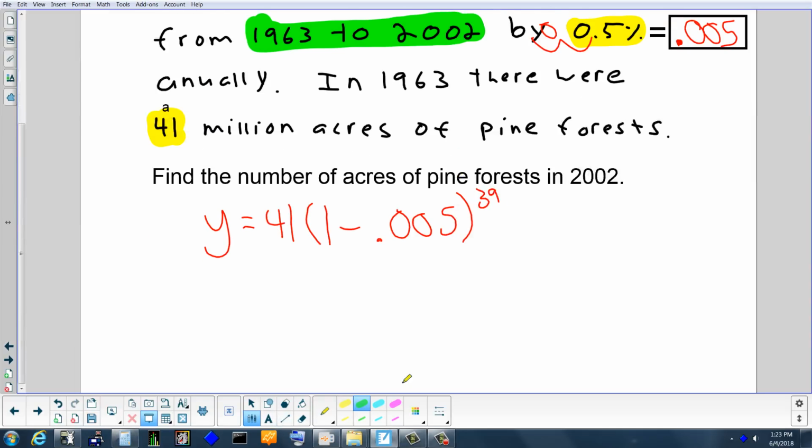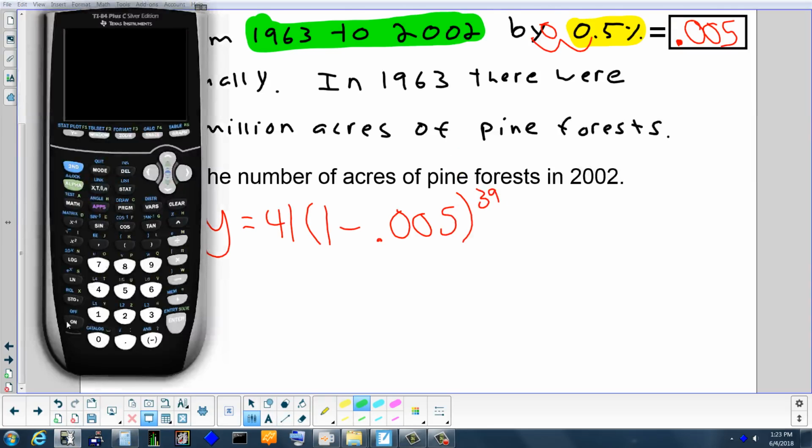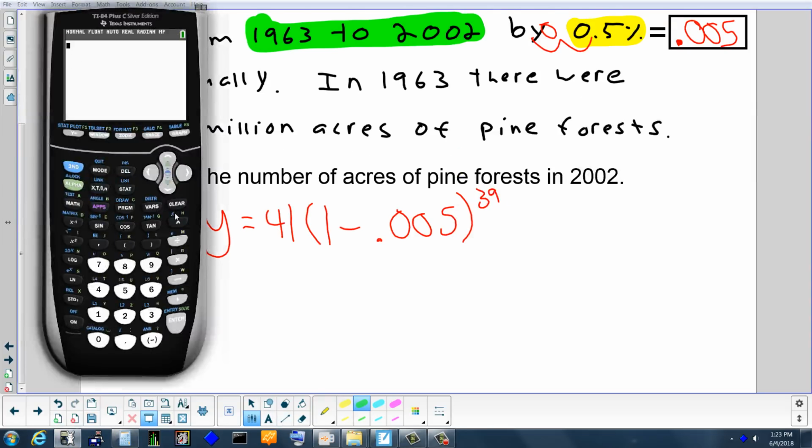Now, this next part, I could do all this on my calculator. So I'm gonna do 41, parentheses, 1 minus 0.005, end parentheses. How do I do the exponent again? Calculate. Good job, guys.